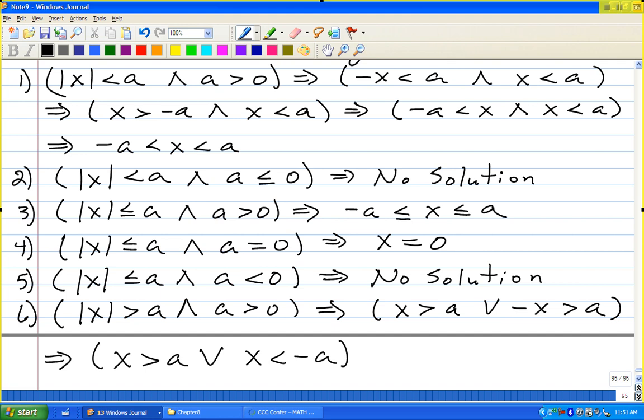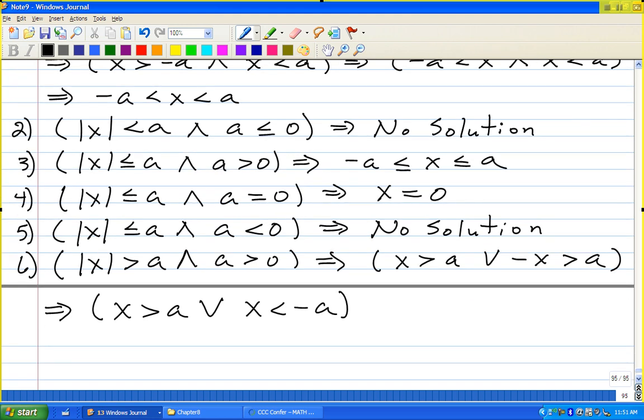Let me do the next one. Let's suppose that a were 0. So in the case where absolute value is greater than 0, well, basically it's going to be everything. The only thing that doesn't have an absolute value greater than 0 is 0. So it's everything except for 0, so all real numbers except for 0.